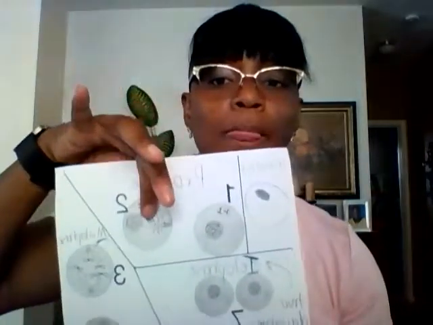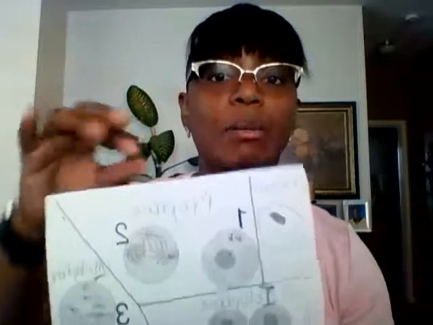Number one, the appearance of the spindle fibers. The spindle fibers are these long fibers that attach to the chromosomes. Additionally, you can see the development of the centrioles. Centrioles will eventually migrate to the opposite poles of the cell, and in conjunction with the spindle fibers will assist in pulling the chromosomes apart.